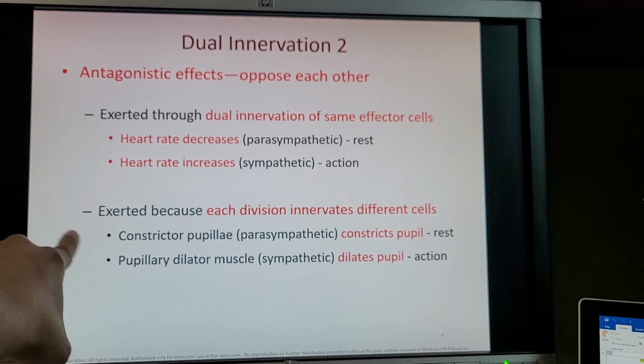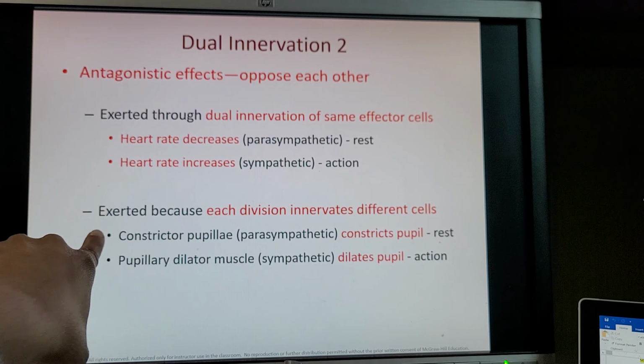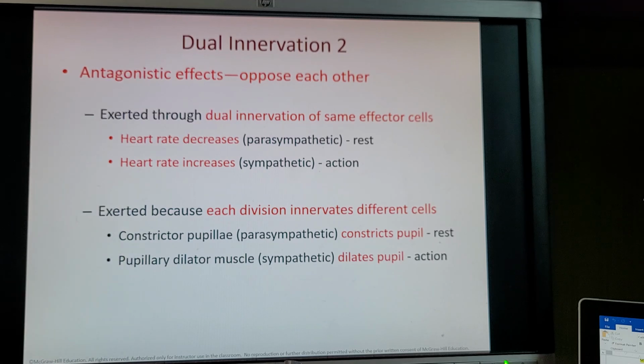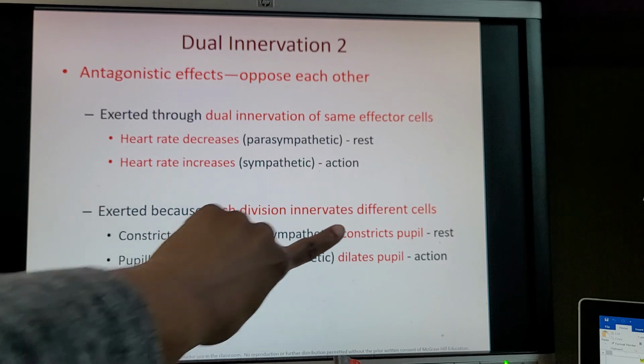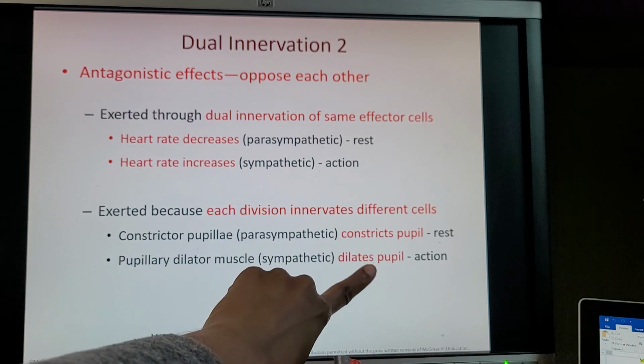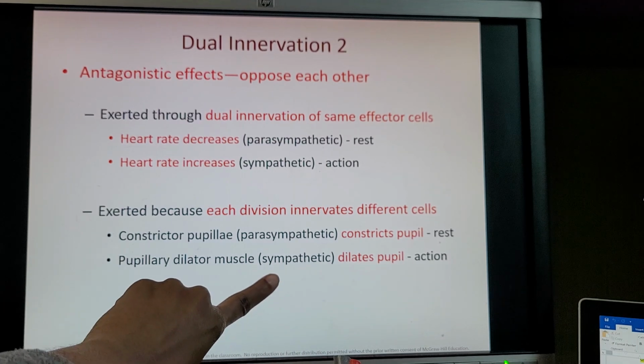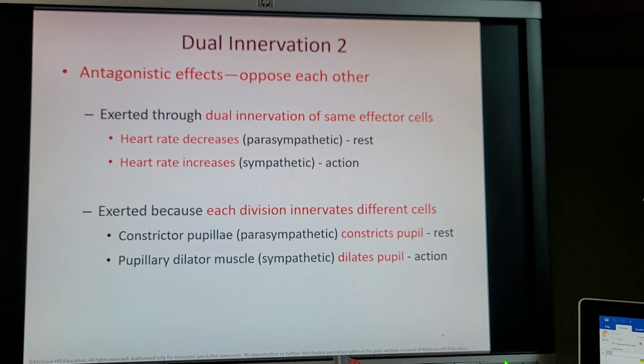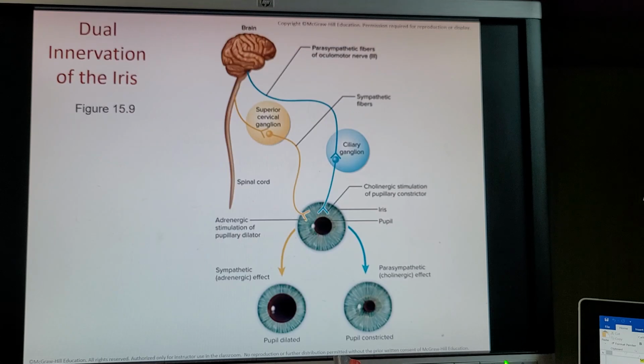On your eye, for example, you're actually dealing with two different muscles, partially because the muscles aren't doing both directions of constricting and dilating the pupil, so they have different targets. But they're going to have an opposite effect: constricting the pupil in the parasympathetic division, so less light comes in, and dilating the pupil in your sympathetic division, so more light is coming in. So antagonistic effects are going to be opposite.